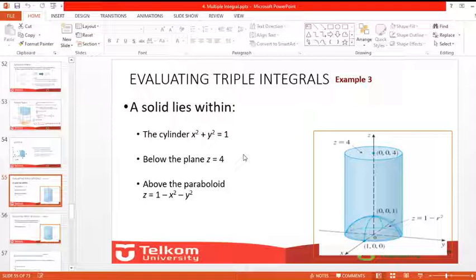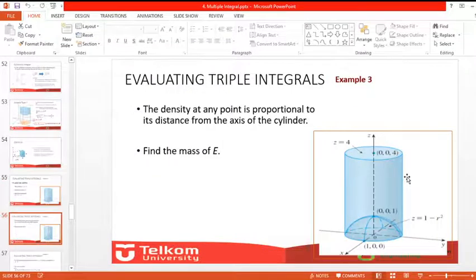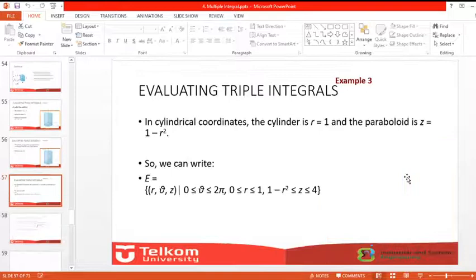Next, r is from 0 until 1, and theta should be from 0 until 2π. Why 0 until 2π? Because it is the full circle. So we can define this condition.